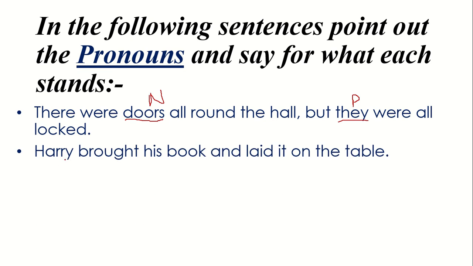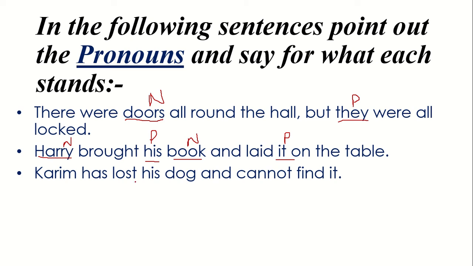In this sentence, Harry brought his book and laid it on the table. At first you have to highlight or underline the nouns that have been used in the sentence. The very first is Harry. Harry brought his book, so book is again a noun. For this person Harry, what is the pronoun that is used here? His is a pronoun. And for this book, what pronoun has been used here? It is a pronoun. So this is the noun and this is the pronoun that has been used for it.